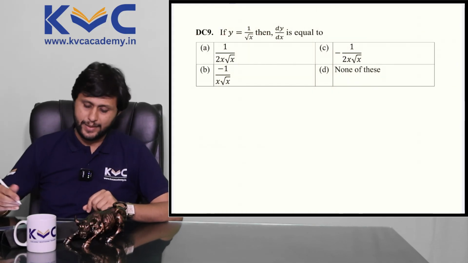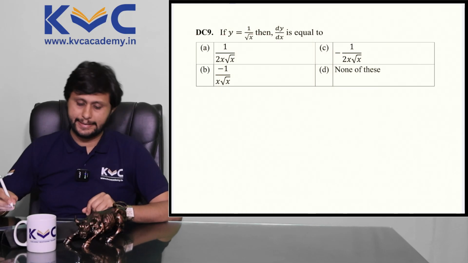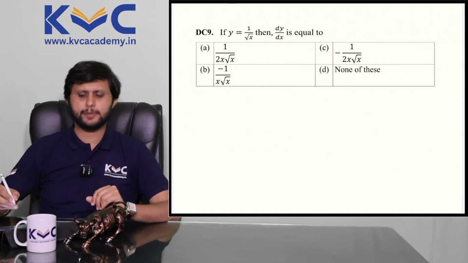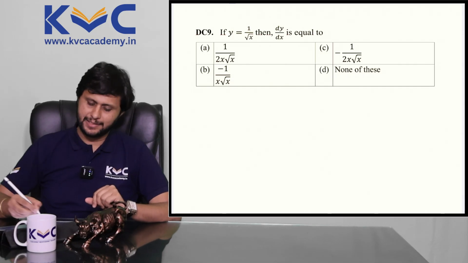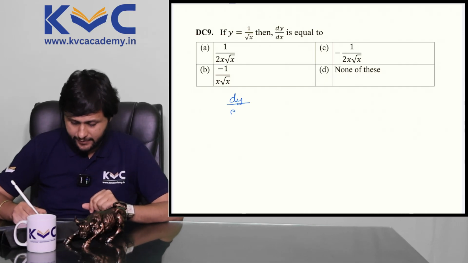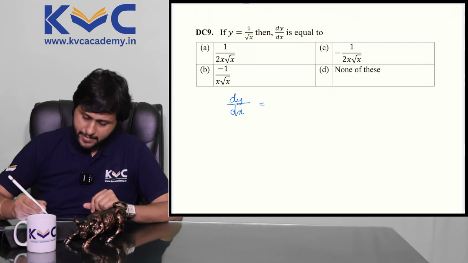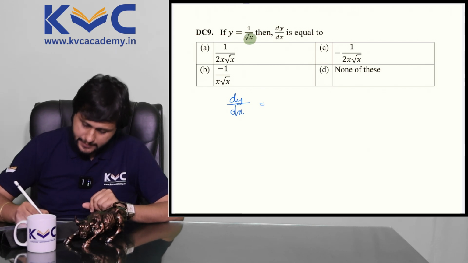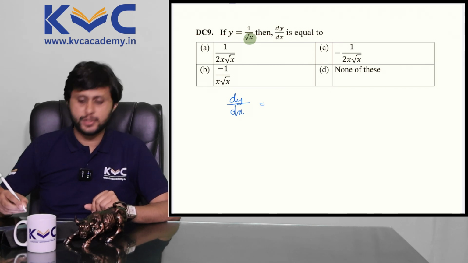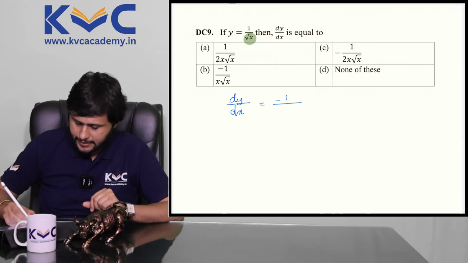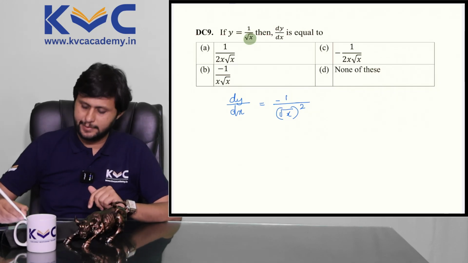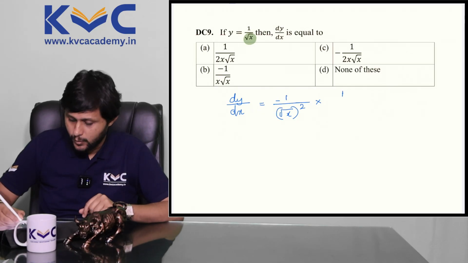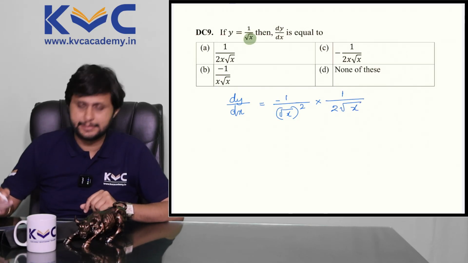Question number 9. Y is equal to 1 by root x. We know the differentiation of 1 by x. Differentiation of 1 by x is minus 1 by x square. Left hand side, before that, dy by dx. We know 1 by x, so I'll consider this as x. Okay, differentiation of 1 by x is minus 1 by, instead of x we have root x square. Now we need to differentiate root x. Differentiation of root x, the highlighted part, is 1 by 2 root x.